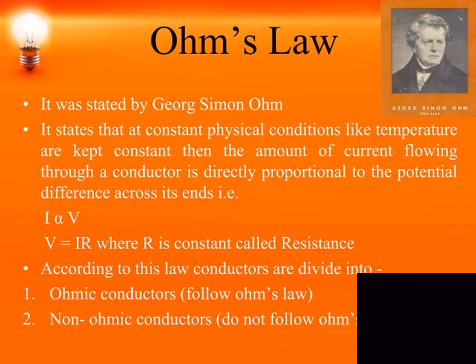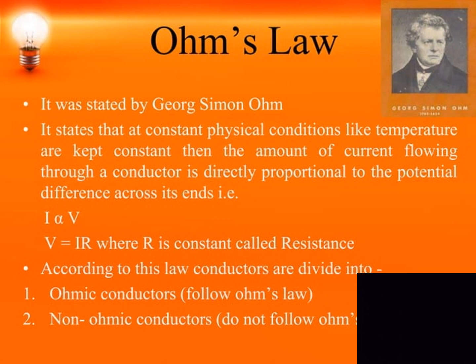Whereas in electric bulbs, when we supply current, the output comes. So I is directly proportional to V in that case. So that is Ohm's law. It obeys Ohm's law, so those conductors are called ohmic conductors. The conductors which obey Ohm's law are called ohmic conductors. The conductors which do not obey Ohm's law are called non-ohmic conductors.